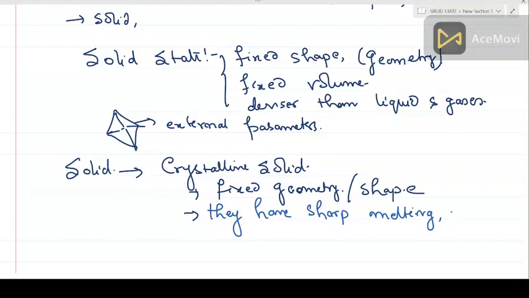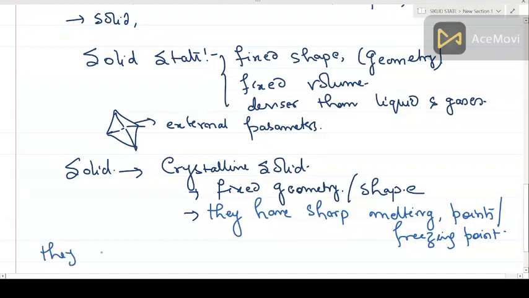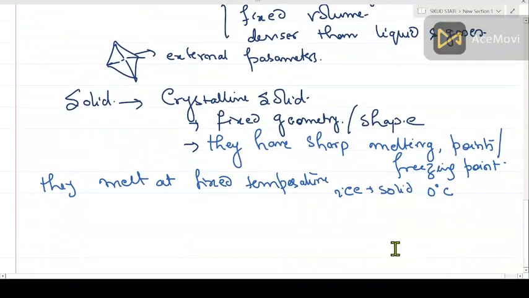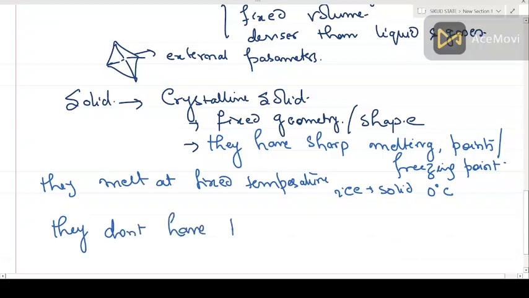is that they have sharp melting points, not boiling. We are not concerned about boiling because it is related to the liquid state. Sharp melting points or freezing points. Sharp melting point means they melt at a fixed temperature. There is no temperature range. For example, if you have ice, which is solid, it will melt at 0 degrees Celsius. It will not melt over a temperature range from 0 to 2 degrees. It is a fixed temperature where ice liquefies or water solidifies. So this is the most important property.